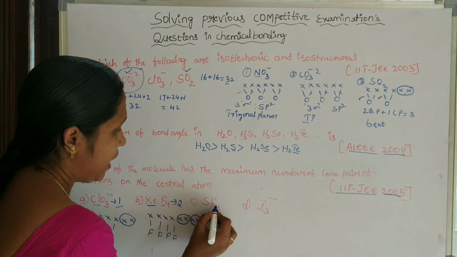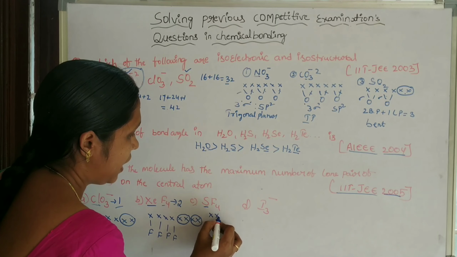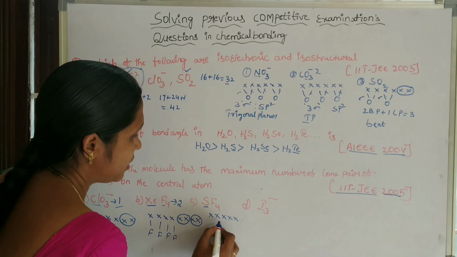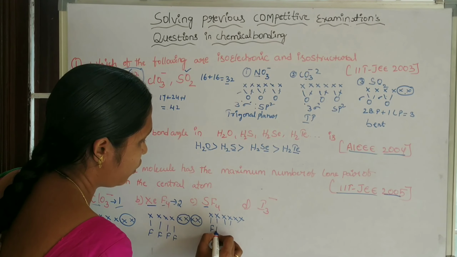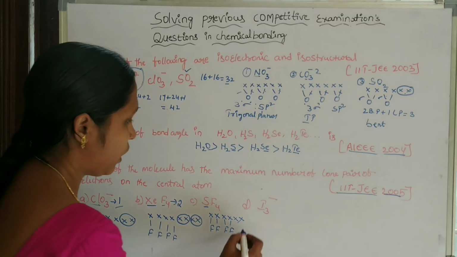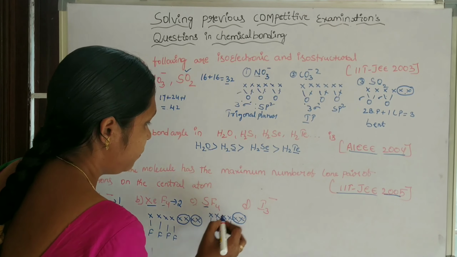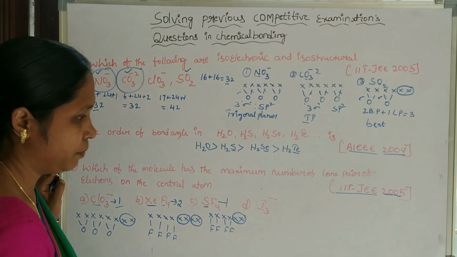And see the SF4. Here sulfur is the central atom. It has 6 electrons. In that, 4 fluorine atoms are combined with 4 electrons and the molecule has 1 lone pair of electrons.